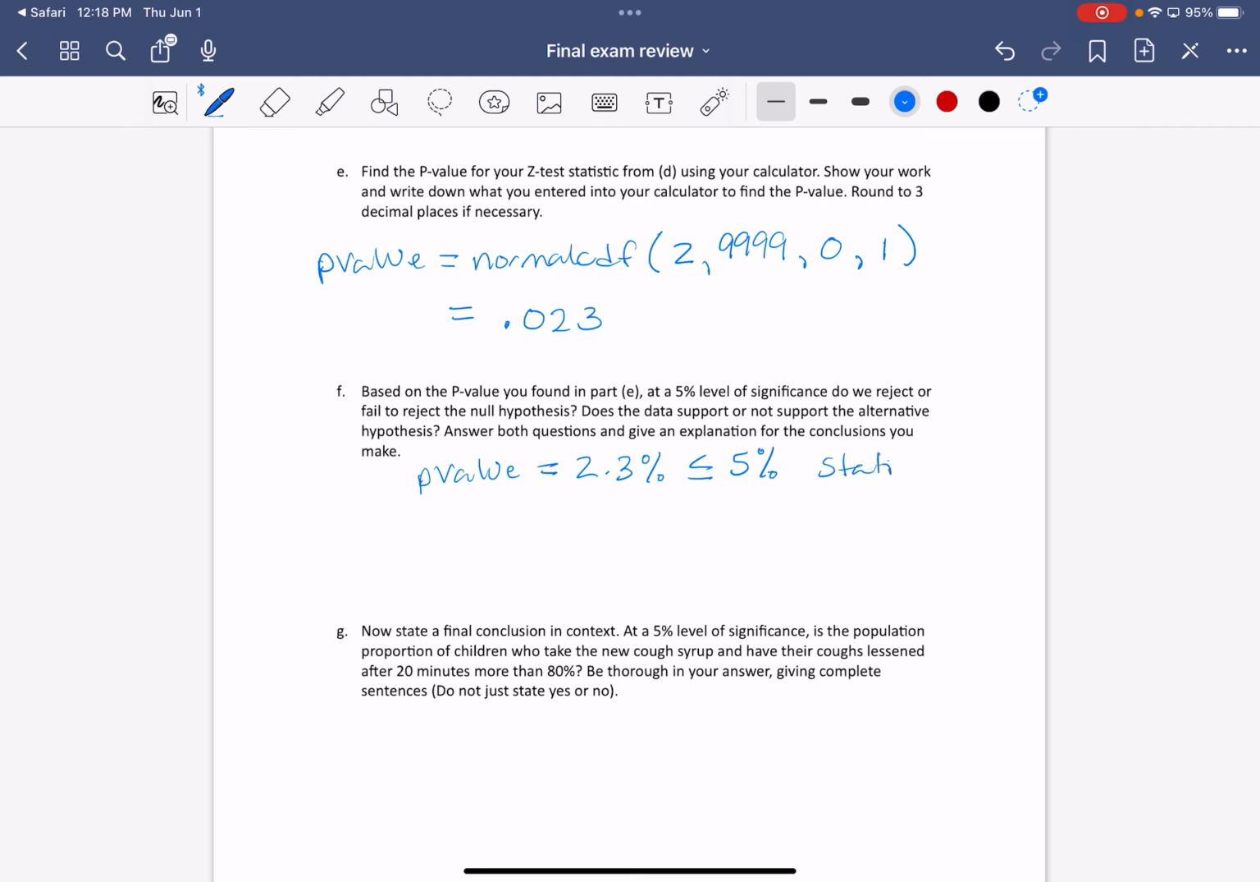Statistically significant. Would we be wrong if we don't say less than or equal to? Because I usually write it out and I'm going so fast that I just say that our p-value is 2.3%, which is less than our 5% level of significance. I would be okay with that. Okay. So statistically significant. So therefore, do we reject or not reject the null? Reject the null. Good. And do we support or not support the alternative? Support the alternative. Good.